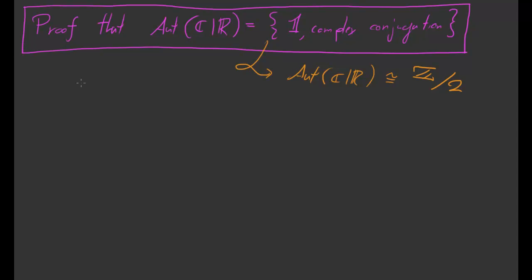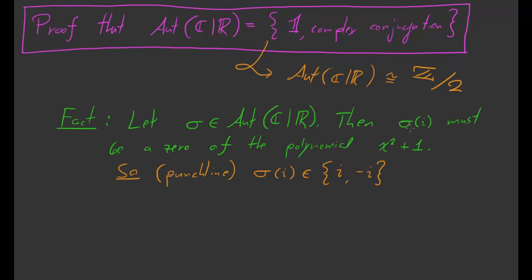Okay, so in order to prove this, we really need one key fact, and that is as follows. Let sigma be an automorphism of C over R. Then sigma of i has to be a zero of the polynomial x squared plus 1. And the punchline, the result that we want more immediately, is that sigma of i has to be either i or negative i. So i and negative i are the only roots of x squared plus 1. And thus sigma of i, since it's a root of this polynomial, has to be equal to one of them. Sigma of i has to either be i or negative i.